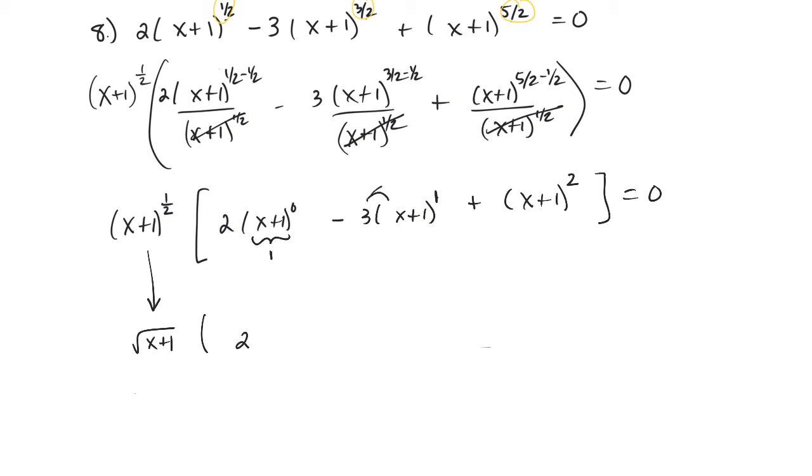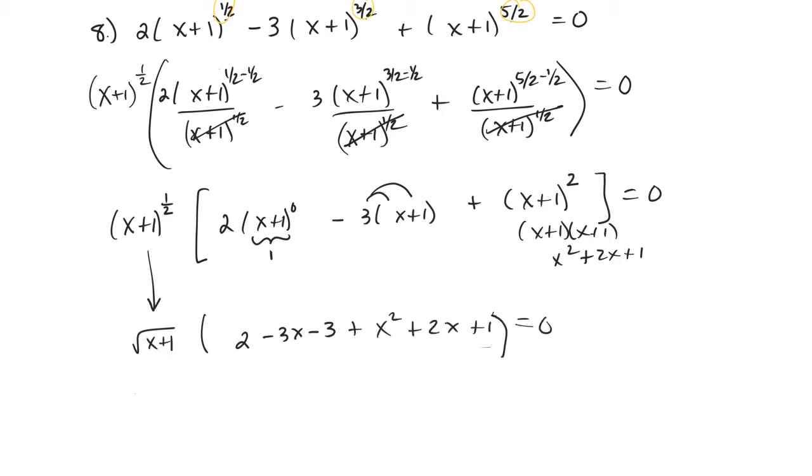I'm going to distribute my 3. We don't even need this 1 there. So I'd have minus 3x minus 3, and then x plus 1 squared, that's x squared plus 2x plus 1. So I'm going to have that as well, x squared plus 2x plus 1. Wow, okay, let's see if we can simplify in here. This is still x square root of x plus 1. I'm going to write my x squared first.